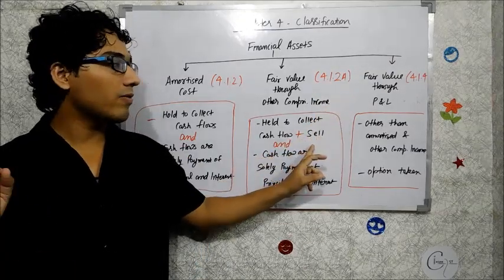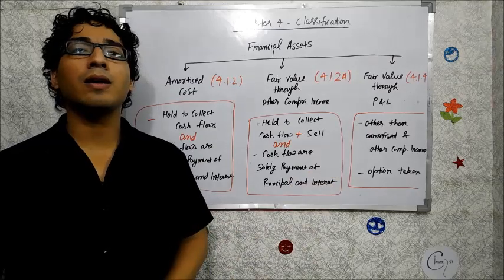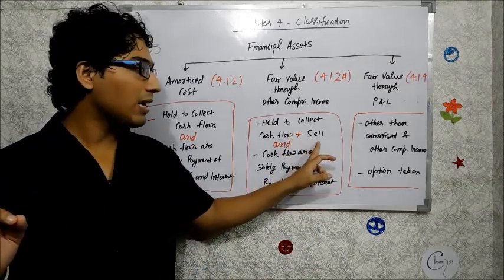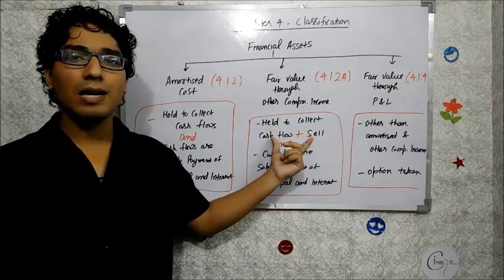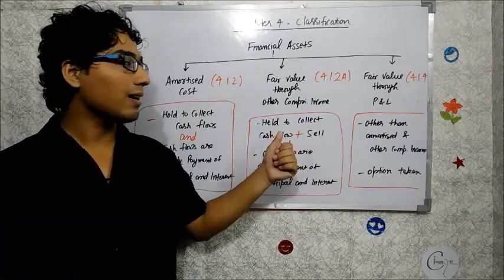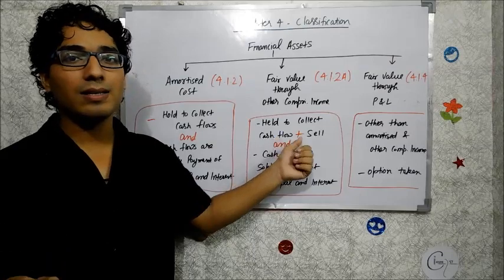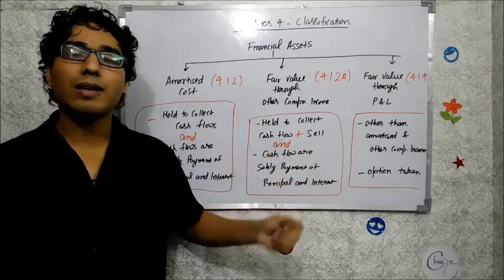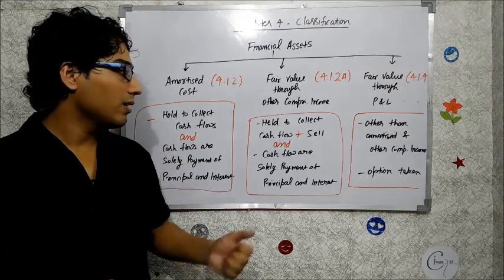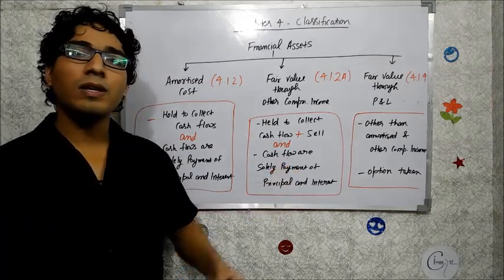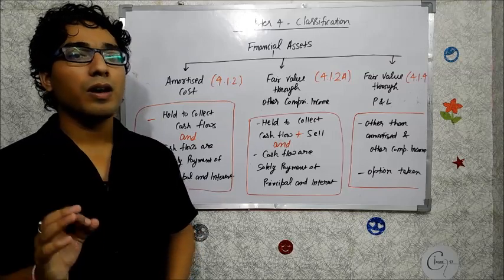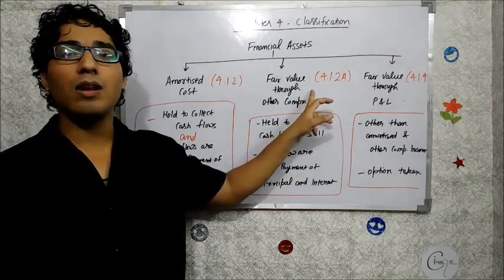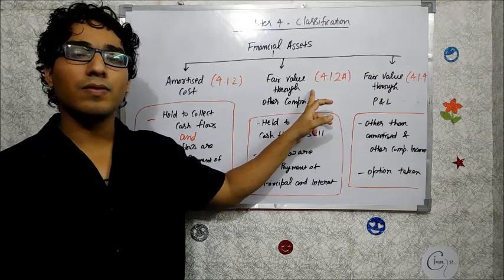So the first situation is when you hold the financial asset to collect both the cash flow and to sell it. So if your objective is both to collect contractual cash flow plus sell it, meaning you are selling it and also collecting the cash flow, and the cash flows are solely payment of interest and principal, then you will categorize it into this category, which is the fair value through other comprehensive income.